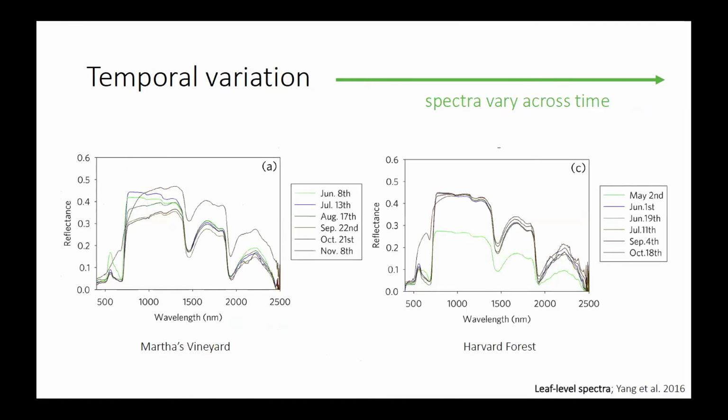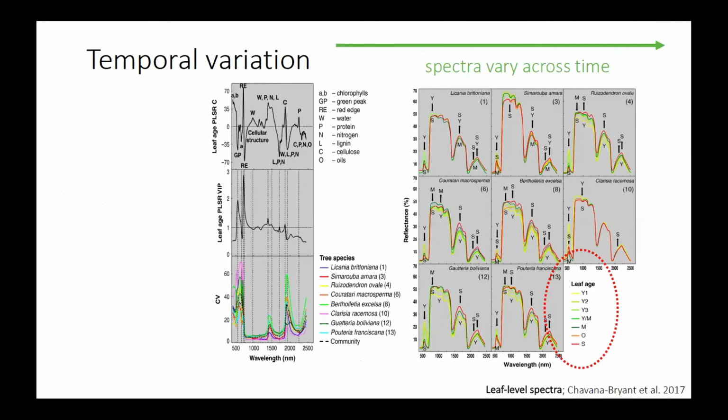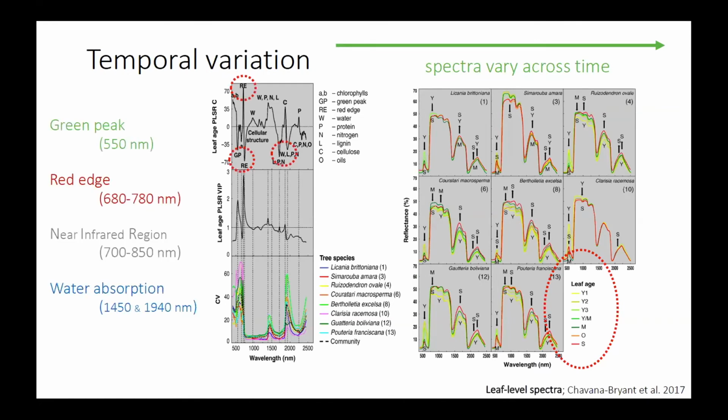In temperate deciduous forests in the United States, the visible and the near-infrared regions of the spectrum changed in amplitude and shape through one growing season, while the shortwave infrared region remained more stable. This is consistent with a study in the Peruvian Amazon that reported that the most age-sensitive spectral domains are the green peak, the red edge, the near-infrared region, and the water absorption features around these wavelengths.